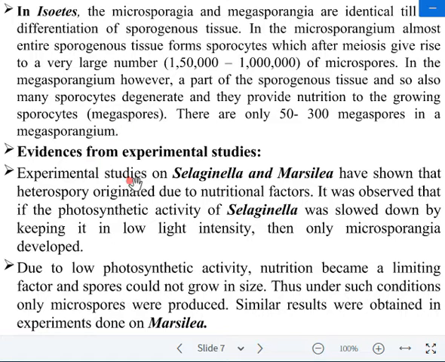The third evidence comes from experimental studies. Experimental studies on Selaginella, which is mentioned in your syllabus, and Marsilea, an aquatic fern which is also heterosporous, have shown that heterospory originated due to nutrition factor.